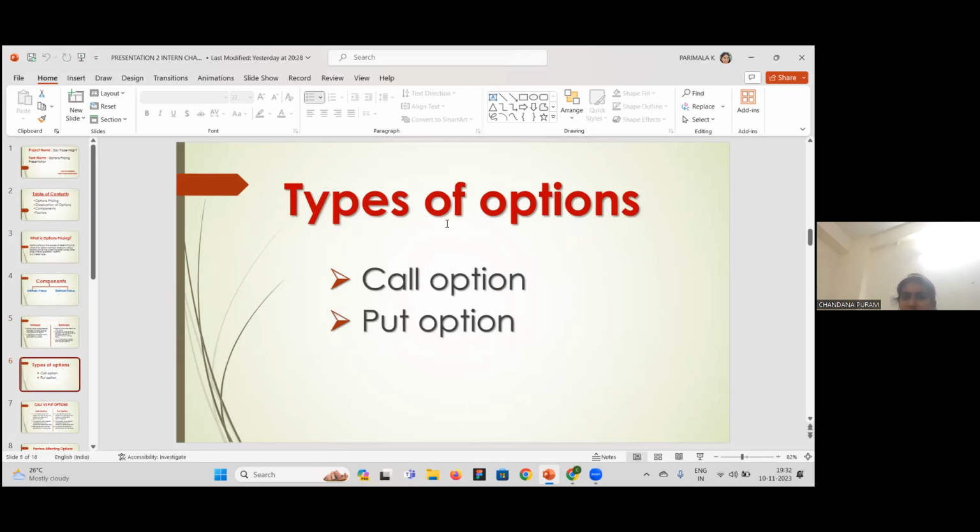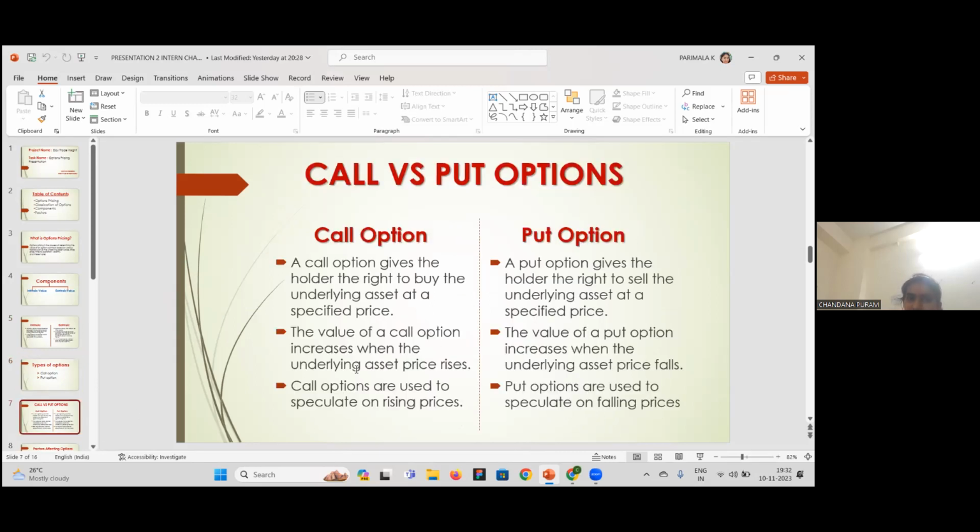Options are classified into two types. One is call option, and the second one is put option. So let's look at call option versus put option. A call option gives the holder the right to buy the underlying asset at a specified price. So it gives the right to buy, and a put option is a right to sell.